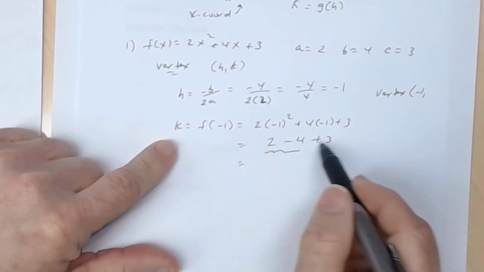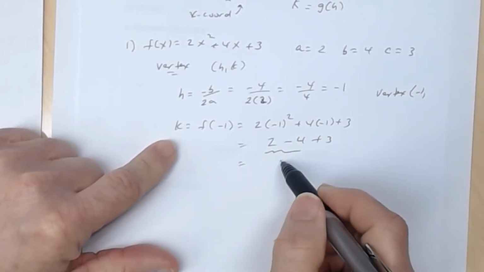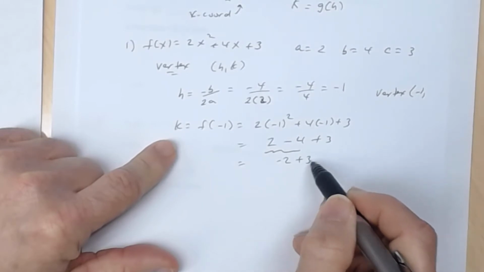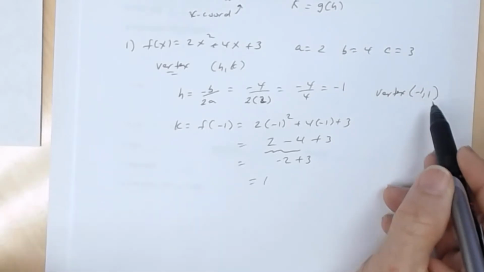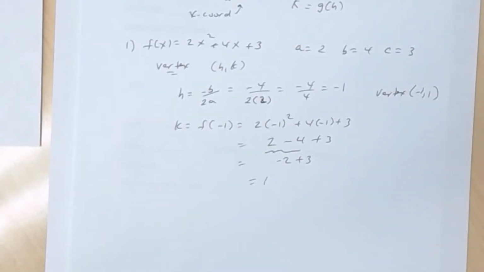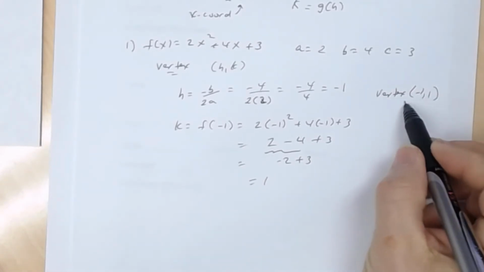Remember, order of operations, go from left to right. 2 subtract 4 is a negative 2. Negative 2 plus 3 is a positive 1. So my vertex is negative 1, 1. That's your vertex. All right? So the vertex is negative 1, 1.